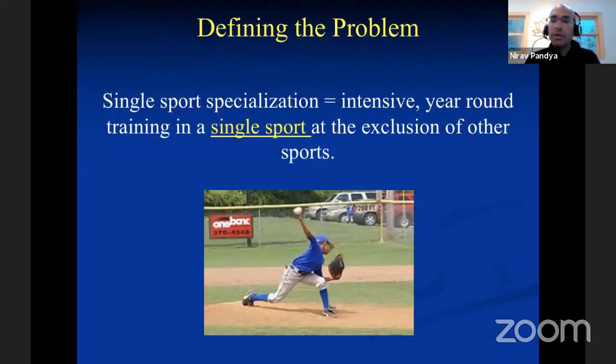So the problem that has led to a lot of overuse is this concept called single sport specialization, which is intensive year-round training in a single sport at the exclusion of other sports. So at 8, 9, 10 years of age, a lot of these individuals will say, I'm just going to be a baseball player and that's all I'm going to play year round. And that's where a lot of these overuse injuries come from.